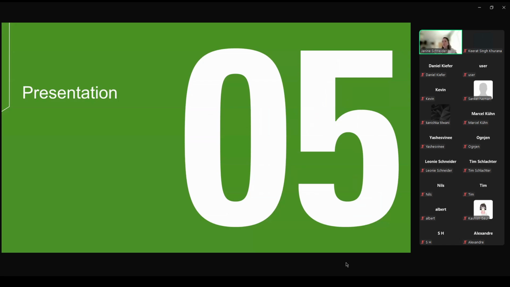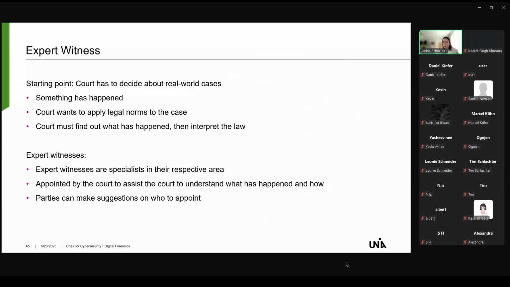Okay, so much about the report. The very interesting part, at least communication-wise, comes now. It's the presentation before court. As I said, if you testify as a forensic expert before court, then you are an expert witness. The court has to decide about some real-world case. So something has happened and the court wants to apply a legal norm to the case, and the court must find out what has happened and interpret the law.